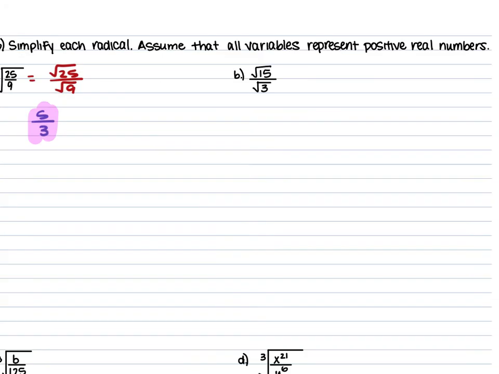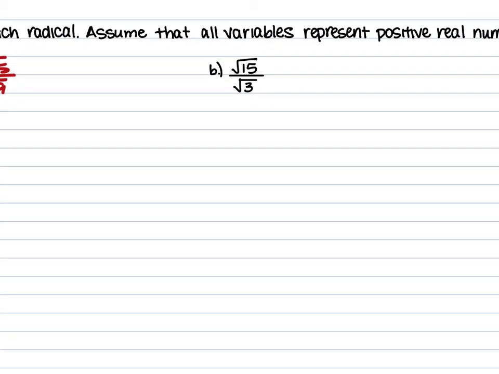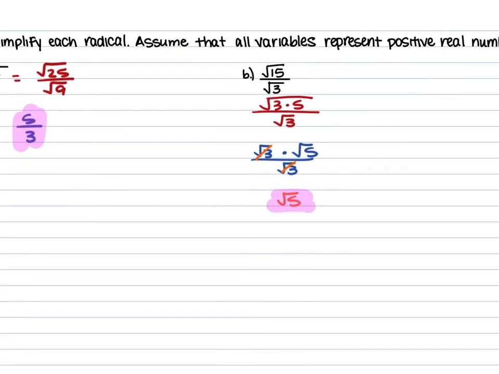For example B, we have the square root of 15 over the square root of 3. Now we can rewrite this using the product properties of radicals. This square root of 15 is the same exact thing as saying the square root of 3 times 5 over the square root of 3. That square root of 3 times 5 is the same exact thing as saying the square root of 3 times the square root of 5, all over the square root of 3. Now these square root of 3's can simplify and cancel out, so the only thing we have left is the square root of 5.